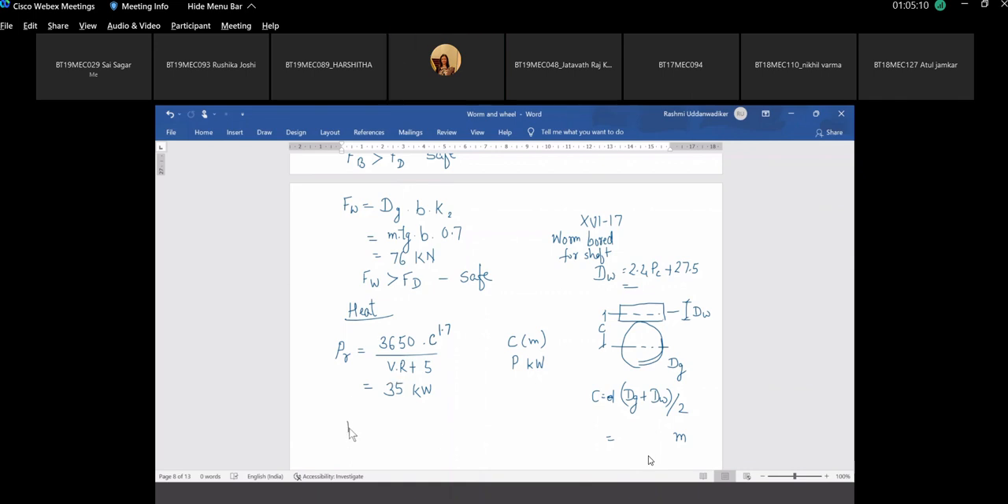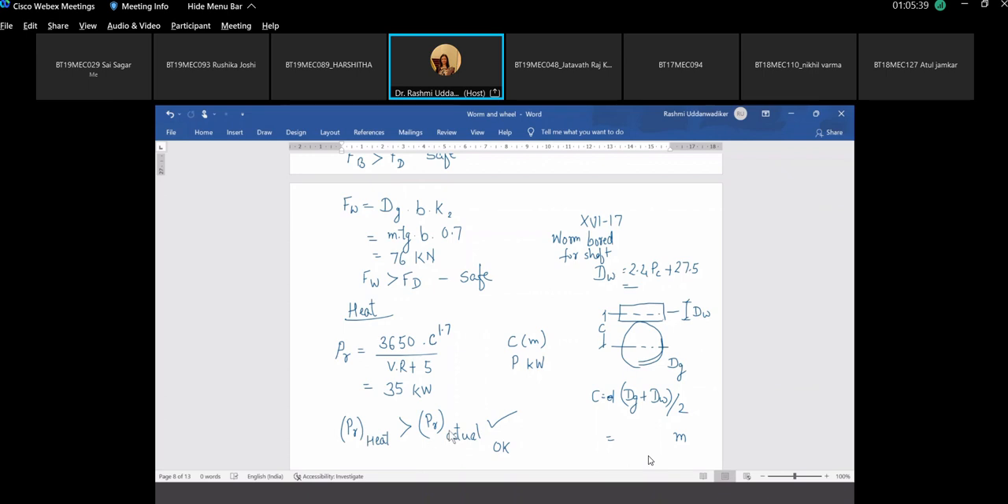So if this rated power, as per the empirical formula, from the heat generated point of view, is greater than the actual rated power of the motor, which is required for lifting a weight of 20 kilonewton at a given RPM, then from the heat dissipation point of view, this is okay, or this is safe.